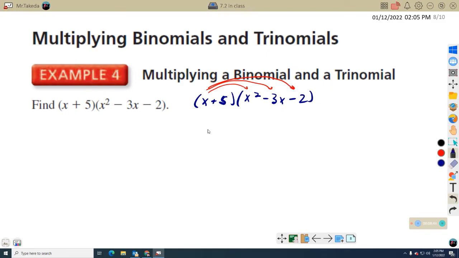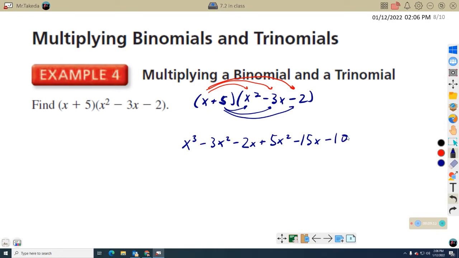So x times x squared gets me x cubed. X times negative 3x, negative 3x squared. X times negative 2, negative 2x. And then I do the same for the 5. 5 times x squared, 5x squared. 5 times negative 3x, negative 15x. 5 times negative 2, negative 10.